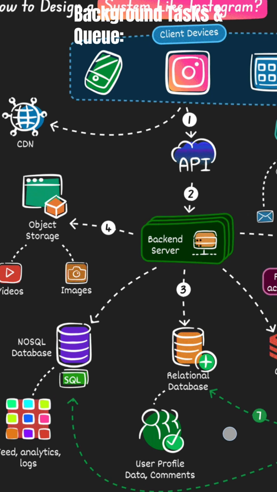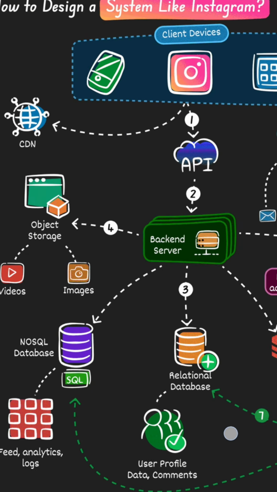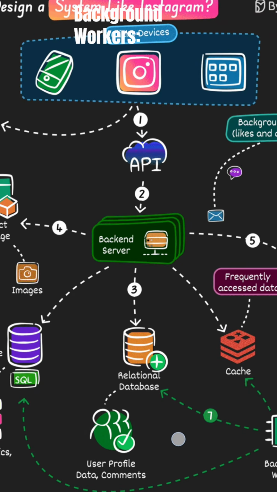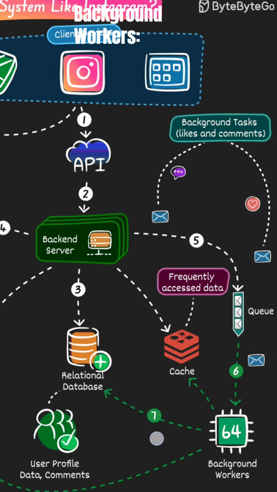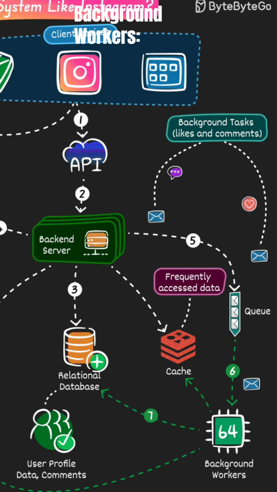Background tasks and queue. What about likes and comments? These are handled as background tasks. When you like a photo, the request is added to a queue. This ensures that the like is processed, even if the system is under heavy load.